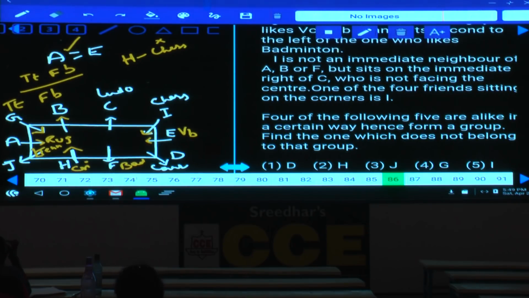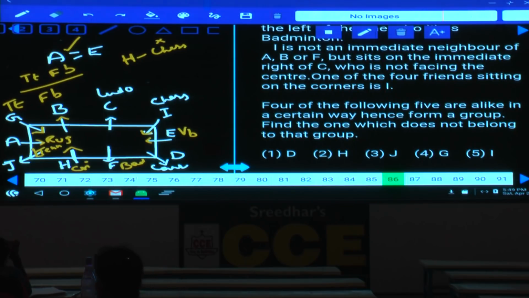Then 86. 4 out of the following is nothing but an odd man out. D, now D is away from the center. H towards the center. J, and J is away from the center. G away from the center. I. Now if you observe here D, J, G, I, these are the 4 persons who are at the corners and H is at the center. Then what is your answer? H. That is choice 2.